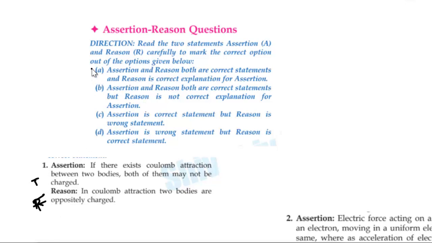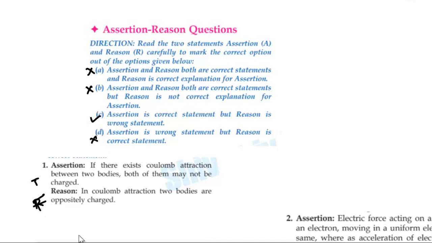So here in this case we no need to consider the first one. Assertion and reason both are correct statement. So this also not true in this case. So that also no need to consider. Then assertion is correct statement but reason is wrong statement. That one will be the answer if this is the case. Then assertion is wrong statement, that also wrong for this. So you can write down the answer as C here.